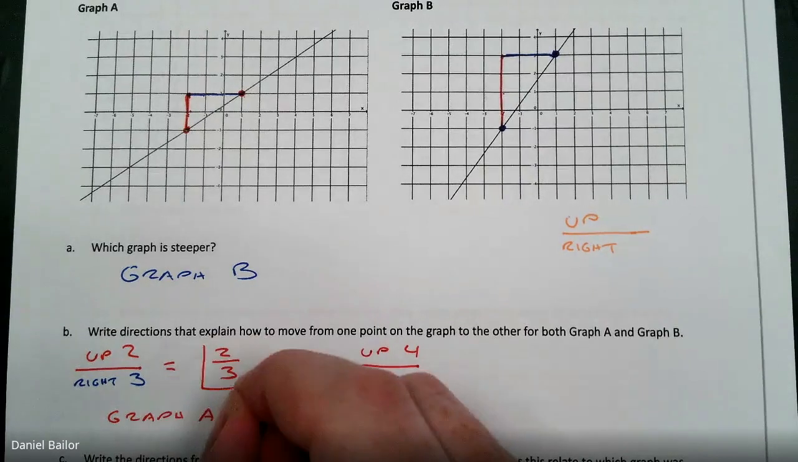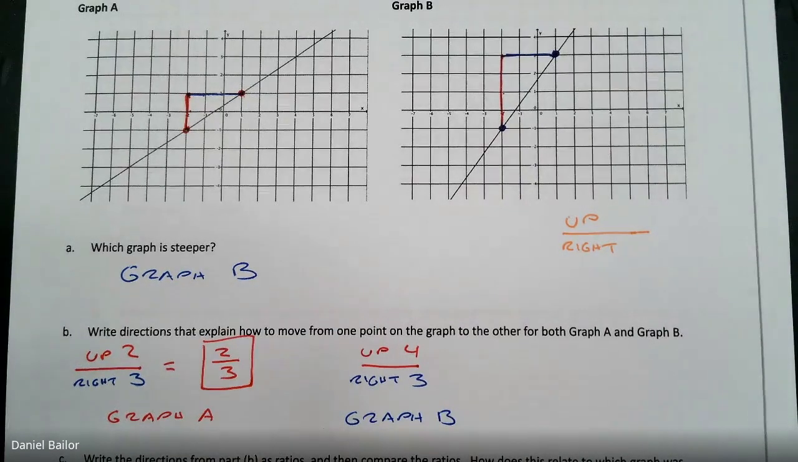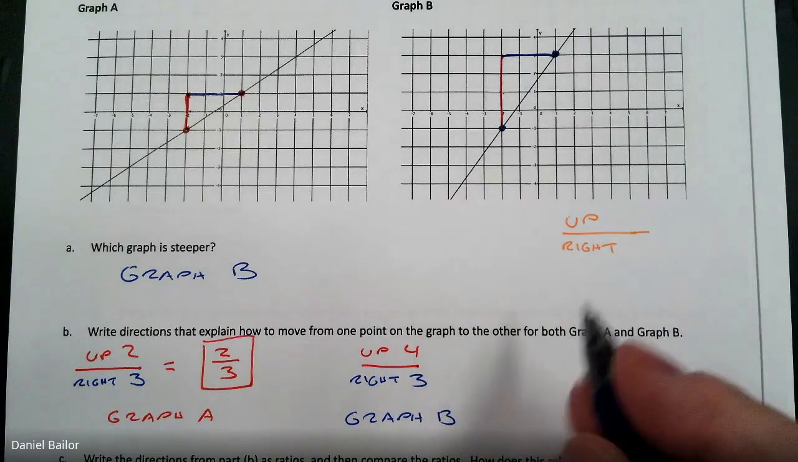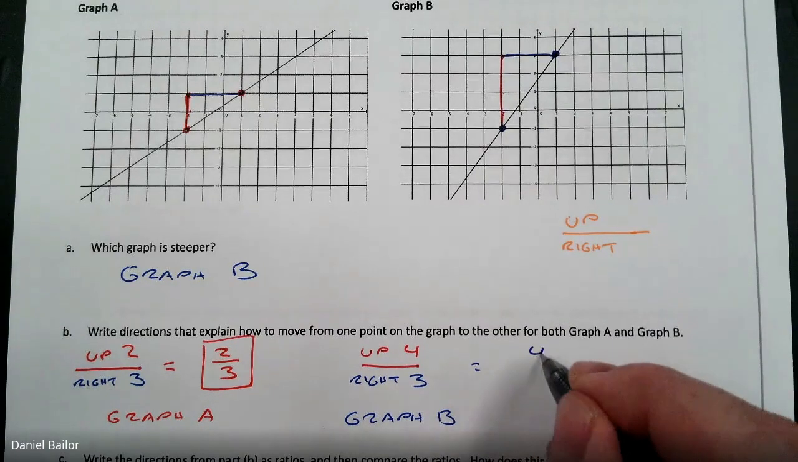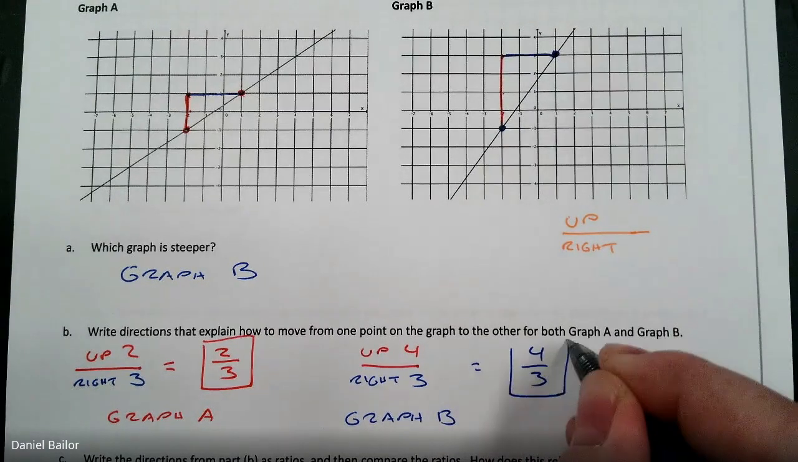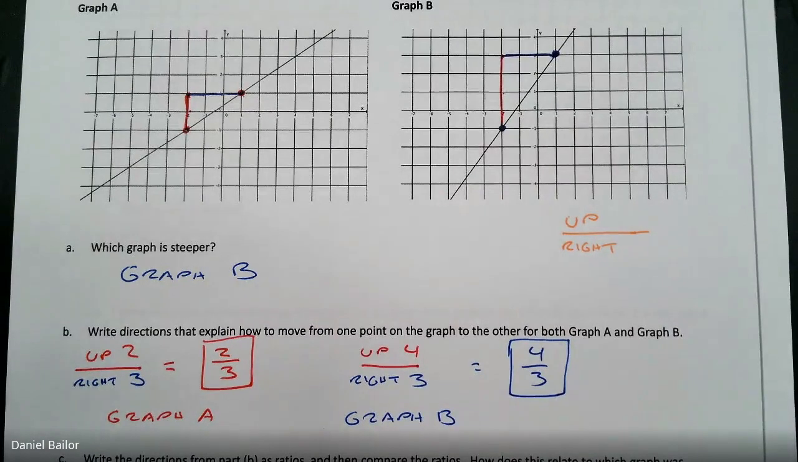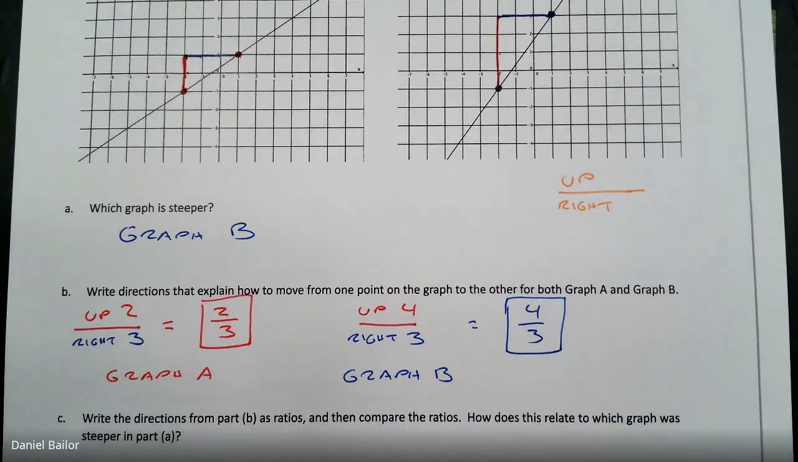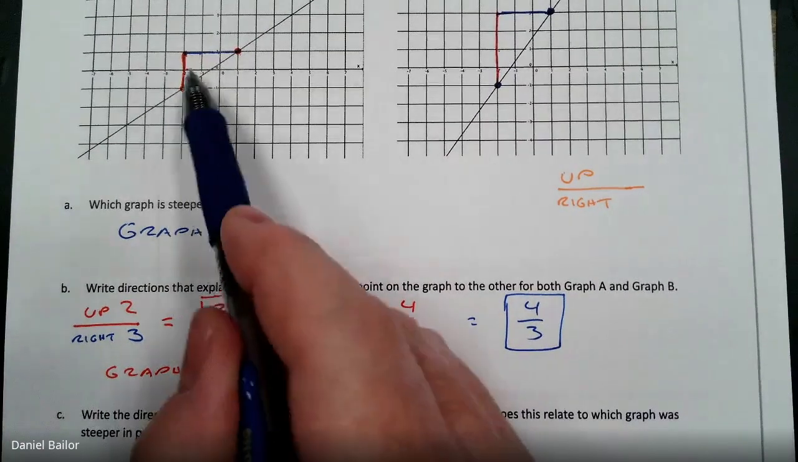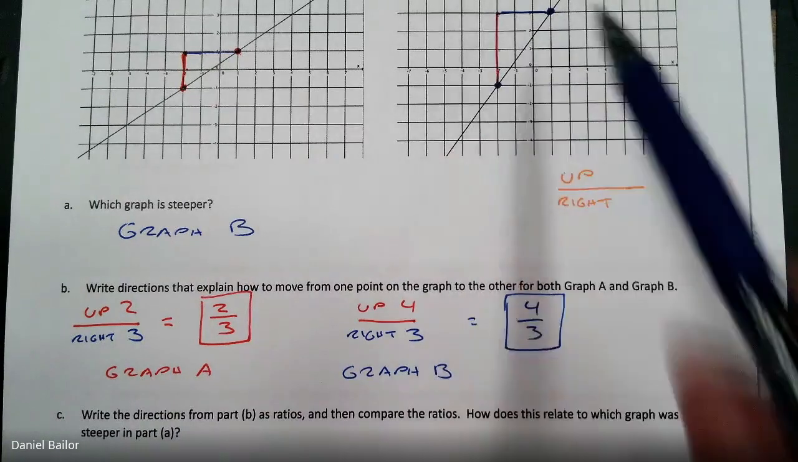So graph A slope was 2/3. Graph B slope is 4/3. So that is how we find slope. That is how we find slope for graph A and graph B. Up 2, right 3, up 4, right 3.